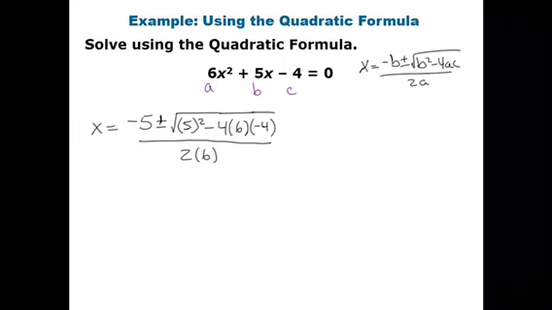And so now I want to simplify. And the first thing I want to simplify is I want to evaluate what's underneath the square root. Well, 5 squared is 25. Negative 4 times positive 6 is a negative 24. Times a negative 4 in this case, is going to give me 96. So I've got 25 plus 96. So that changes my problem into negative 5 plus or minus the square root of 121.